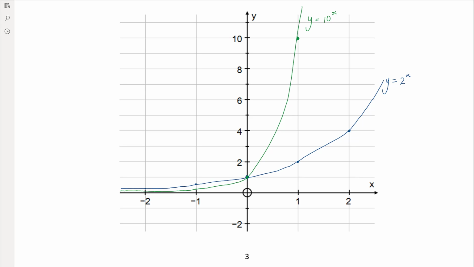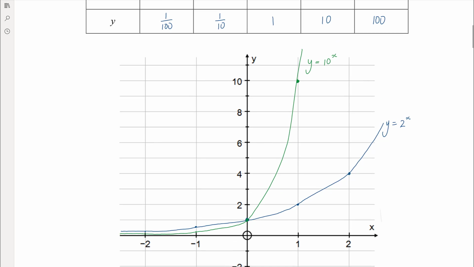Okay, so for example, if we were to draw y equals 8 to the power of x, it would be somewhere in between these two things. So, below the blue graph but above the green graph down here, below the green graph but above the blue graph up here, something like that. Okay. Alright, so we've got our basic shape.